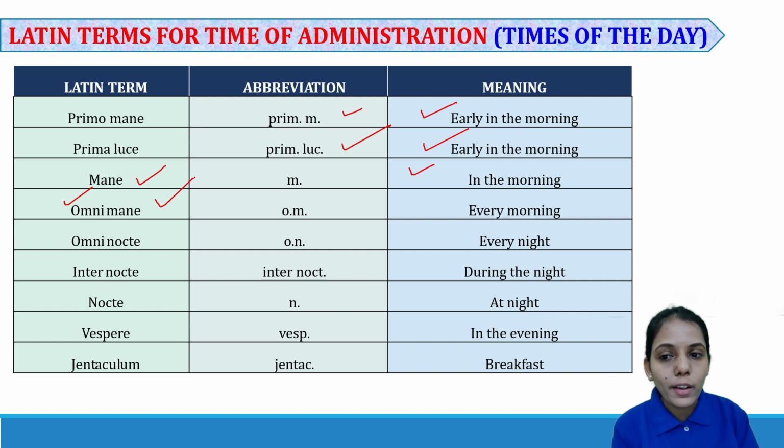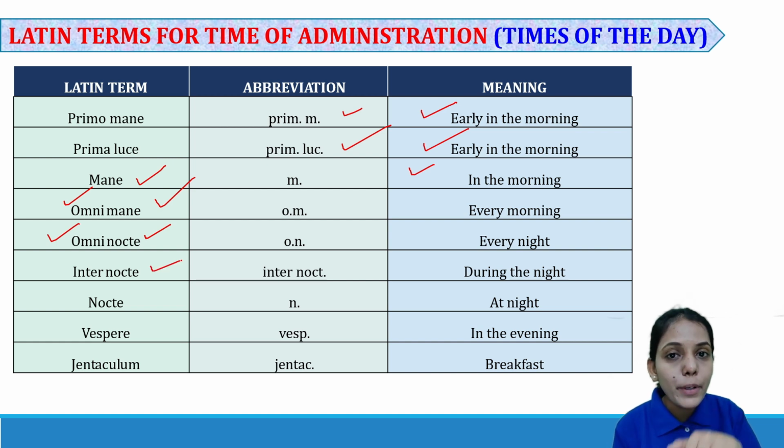Now again here, omni means every, nocte means night. So it will be every night. You might have heard about cockroaches. They are nocturnal. What does it mean? Nocturnal means they are active in the night. We have seen cockroaches, they are nocturnal. That means they are active in the night. So nocte is the word related to night. So omni nocte, every night. Omni mane means every morning.